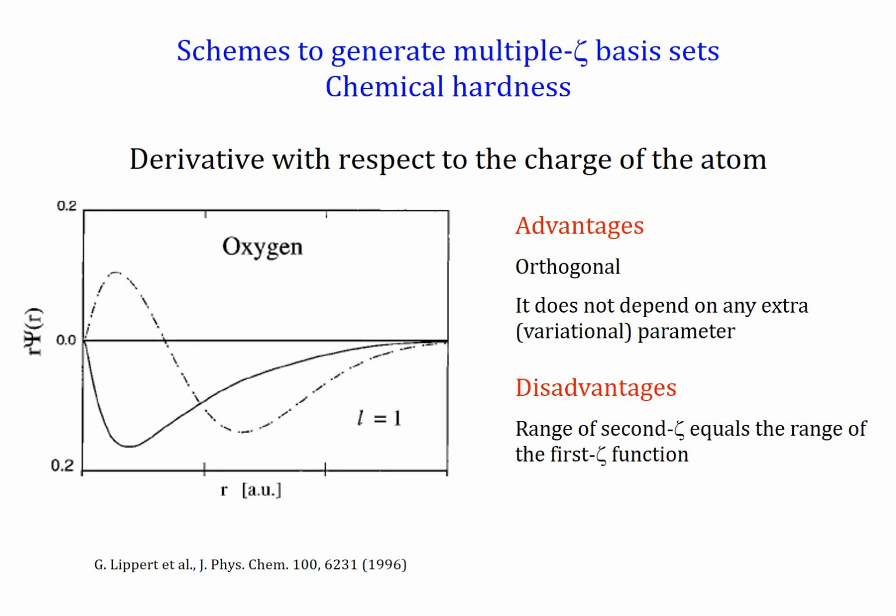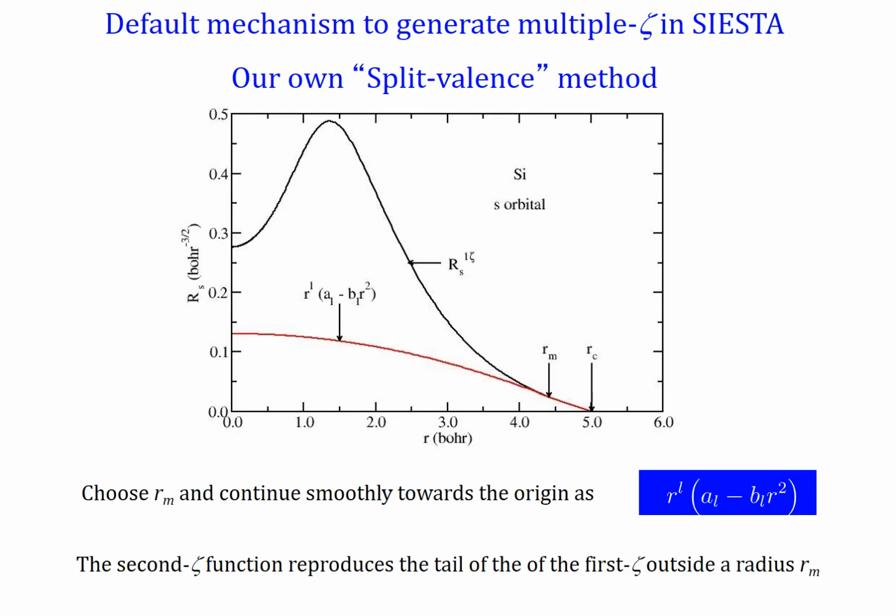We can also use them, which is using chemical hardness ideas to generate the multiple zeta. That means using the derivative with respect to charging the atom. And that derivative gives us another radial shape that we can use to give flexibility to the atom to charge, uncharge, and deform as it is charged or uncharged.